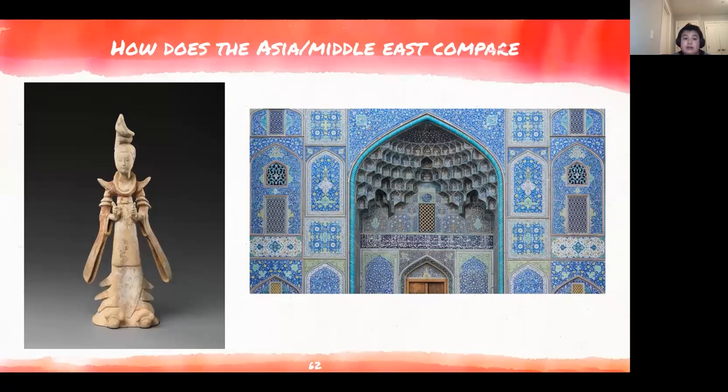Yeah, okay, so how do Asia and the Middle East compare? So, Camille, what do you notice about the sculpture on the left and the right?